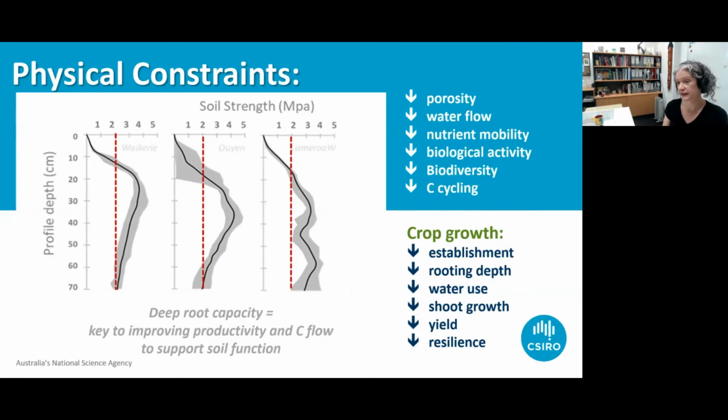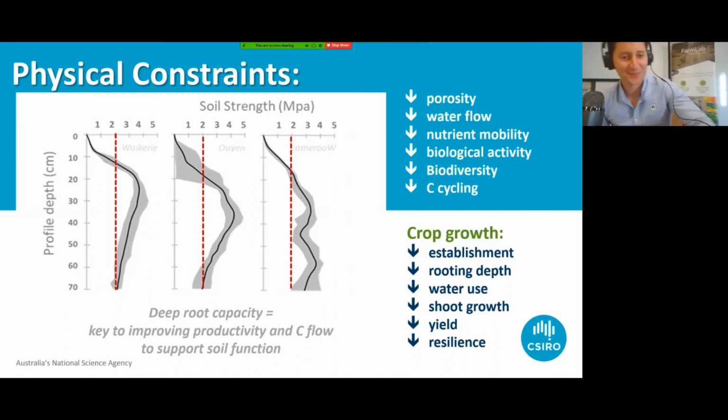So from the data we've collected, we can fairly reliably say that most sands in the southern region will have some type of physical constraint within 20 centimetres that's limiting root growth, and that can extend fairly deep into the profile, 60 centimetres or more. And having knowledge of what this physical constraint looks like helps us target the amelioration approaches. So anything above the red line here would be indicative of limited root growth due to that physical constraint.